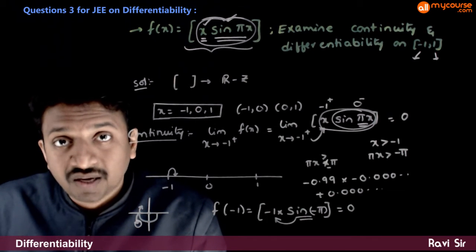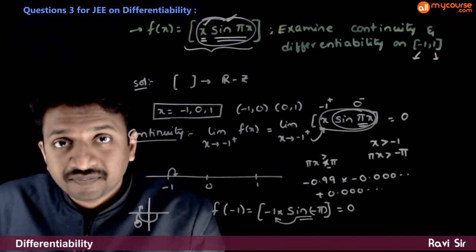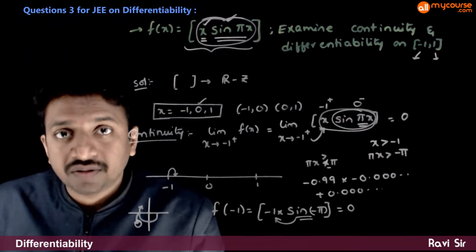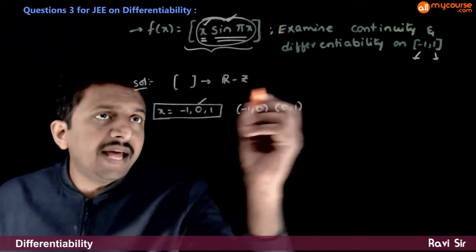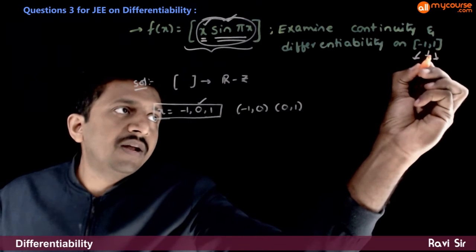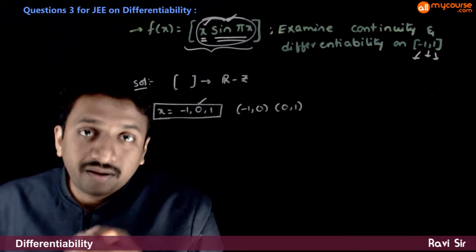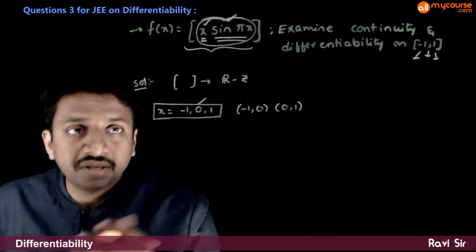Right continuous at x equals minus 1. Next, let us check the continuity at x equals 0. Now, 0 lies in between the interval minus 1 to plus 1. So at 0, I need to check both the right continuity and the left continuity.